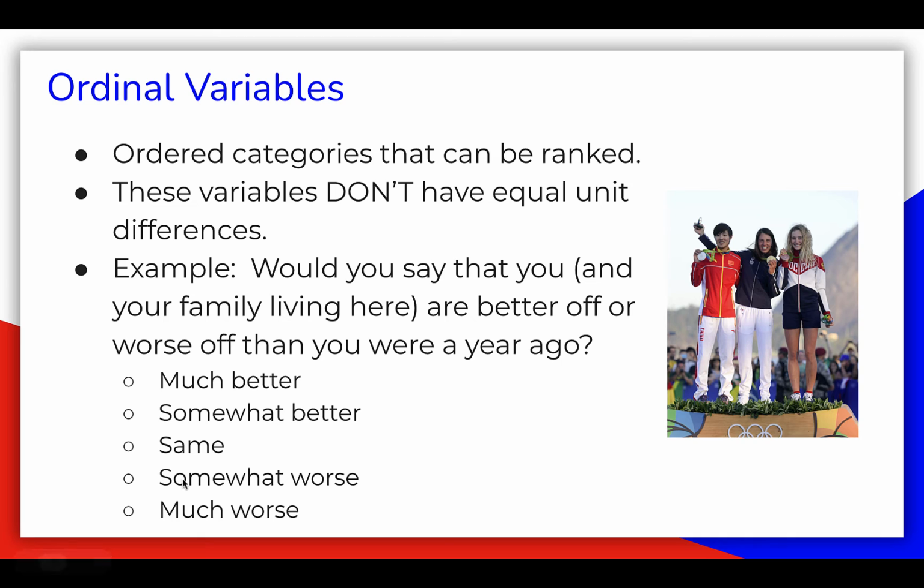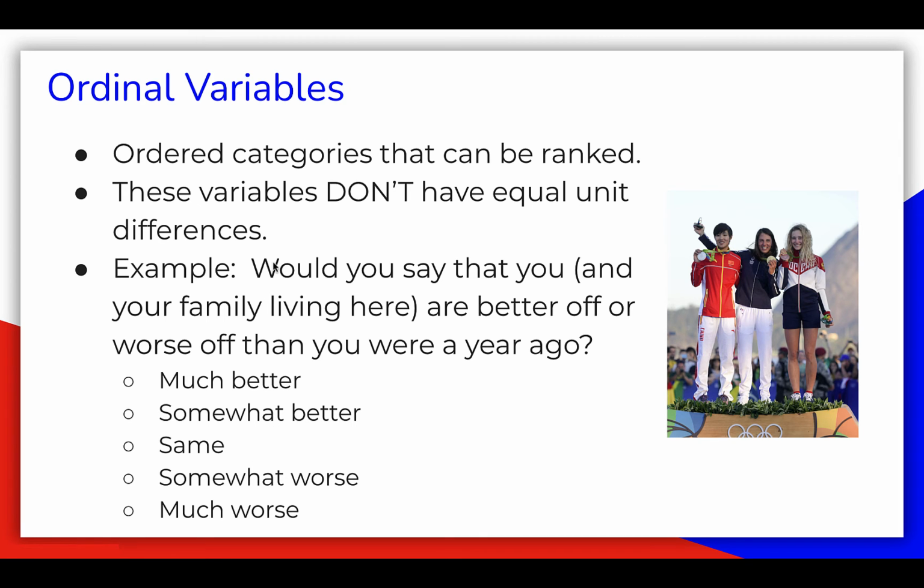So a good example first is these sort of subjective questions, particularly about like Likert scales. Would you say that you and your family living here are better off or worse off than you were a year ago? Much better, somewhat better, same, somewhat worse, or much worse. Here, they clearly have order to them, right? Much better is higher than somewhat better, and somewhat better is higher than same, and same is higher than somewhat worse, and somewhat worse is higher than much worse.